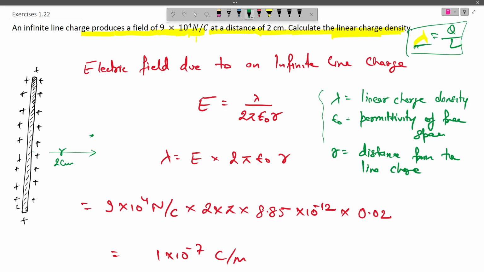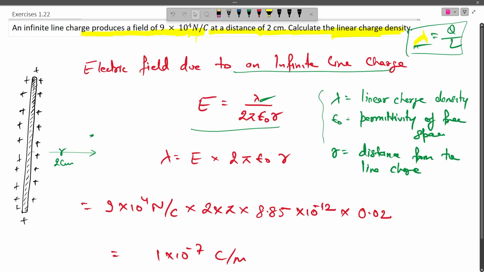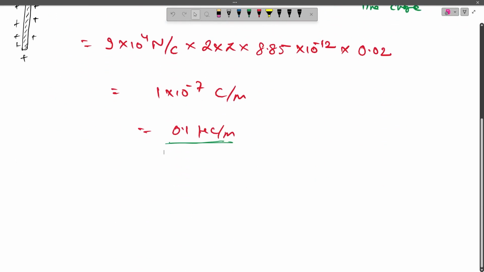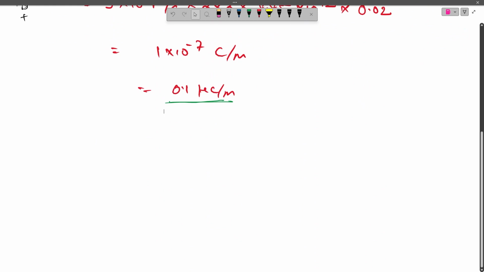Now we have an expression for electric field due to an infinite line charge, and that says that E equals lambda by 2 pi epsilon naught r. Now we can find out lambda using this expression, and that would be given by E into 2 pi epsilon naught r, and using this expression we have got the value of lambda as 0.1 microcoulomb per meter. Now how this expression came, let's understand it a little bit deeper.